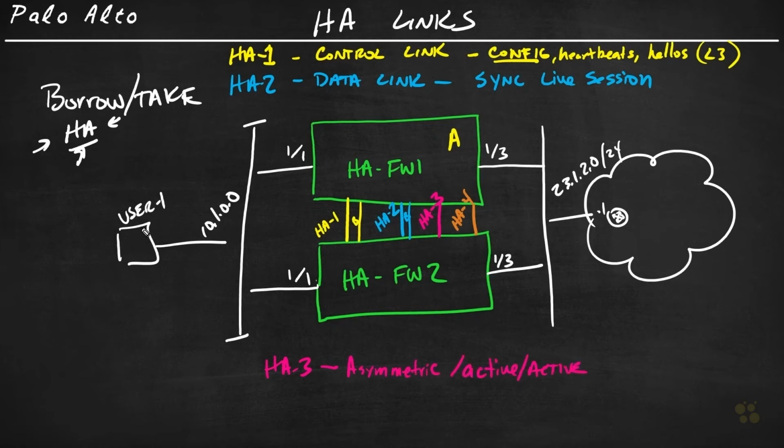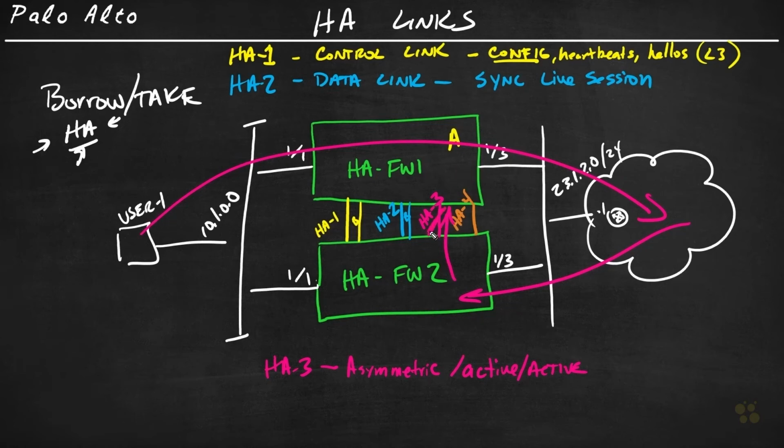So let's imagine that user 1 sends traffic out and it goes over this path over firewall 1, and the reply traffic coming back is coming in through firewall 2. Well, because firewall 1 hasn't failed and it has the session information for user 1, really it should be firewall 1 that's handling that return path. And so using the HA3 link, firewall 2 can go ahead and forward that up to firewall 1, who can then continue forwarding it back.